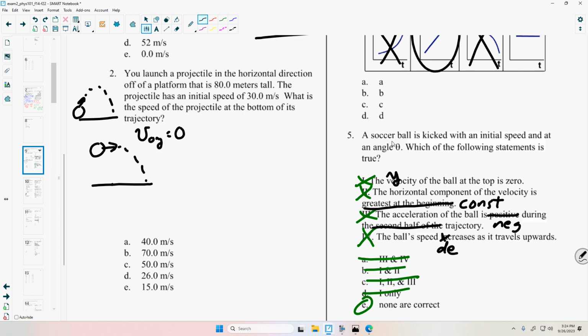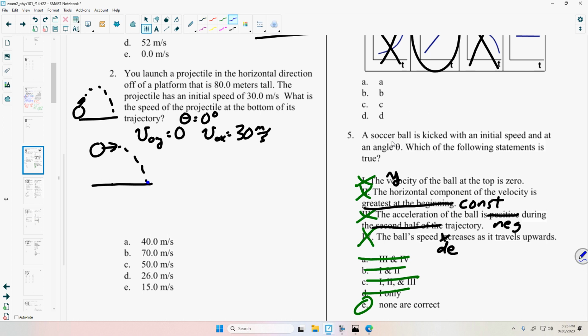And the key here is that the initial velocity in the y direction is equal to 0. The reason for that is that the angle is equal to 0 degrees, and if you do 30 meters per second sine of 0, that's equal to 0. The sine of 0 degrees is equal to 0. So v naught y is equal to 0. V naught x is equal to 30 meters per second.